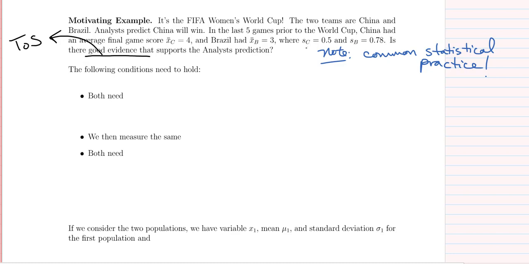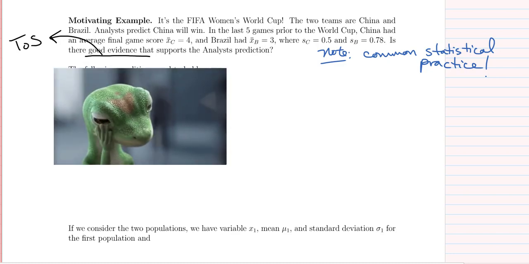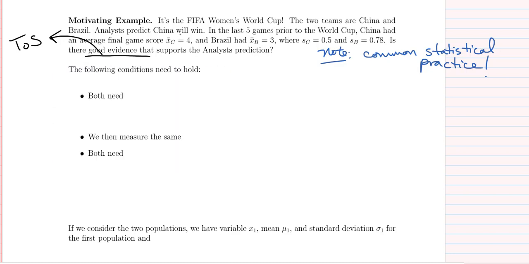So what was our sample? Our sample is the last 5 games prior to the World Cup. It's not a very random sample, but you know, we do what we can. And here's the mean, and here's the standard deviation. All right, so let's talk about the conditions we need to hold for these two sample procedures.